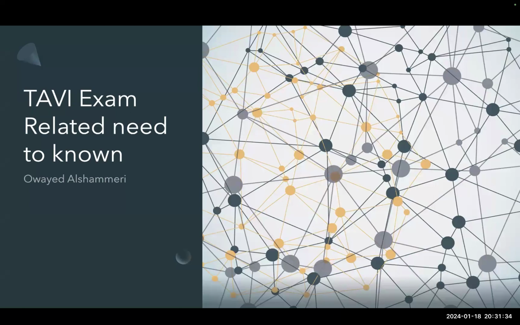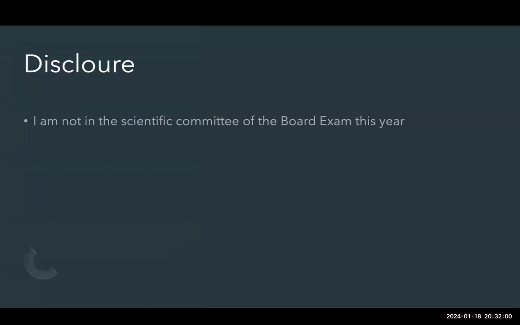Okay, so now it's 8:31, so we need to start. You ready? Yes دكتور. So after this introduction, you know what you need to know. I would like things in the procedure itself, لكن all the science behind the procedure and the complication after that you should know as a cardiologist. I am not in the scientific writing committee of the board exam, but I am an examiner.